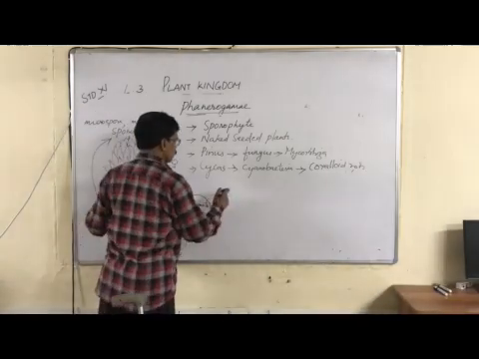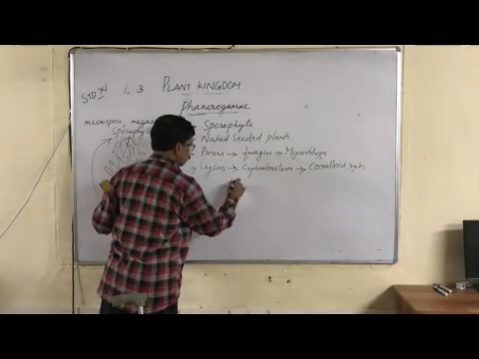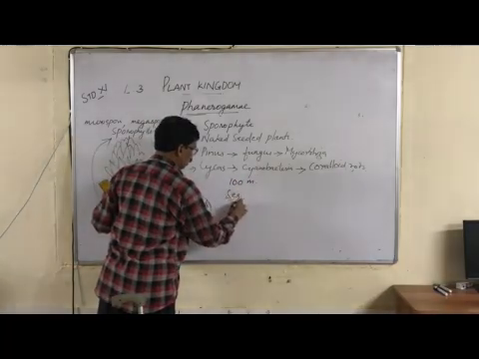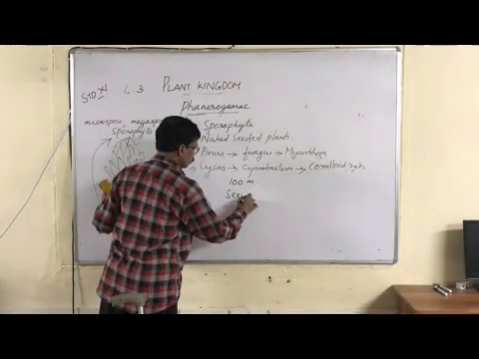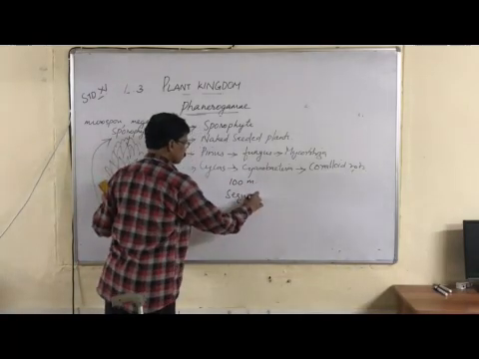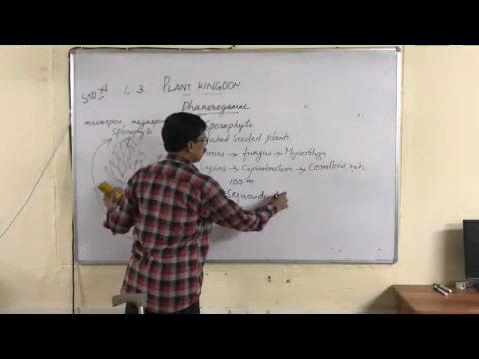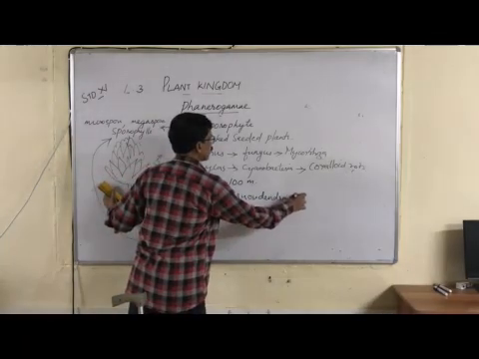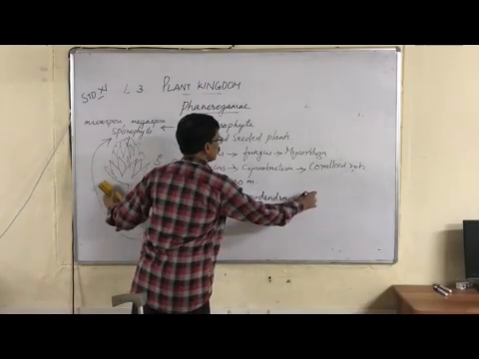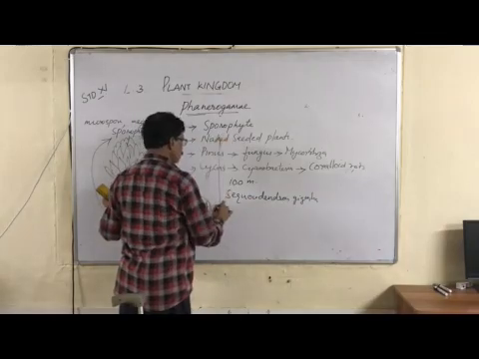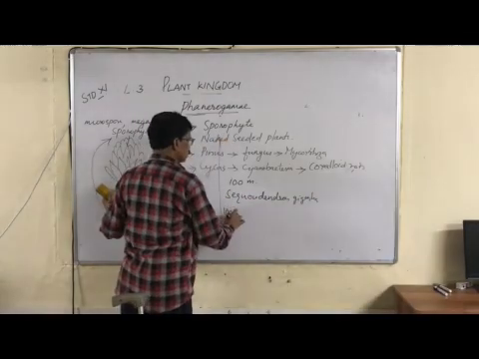There is a gymnosperm which can grow up to even 100 meters. That is called Sequoiadendron gigantea. This is found in California, and this is the tallest gymnosperm, which can grow up to 100 meters.